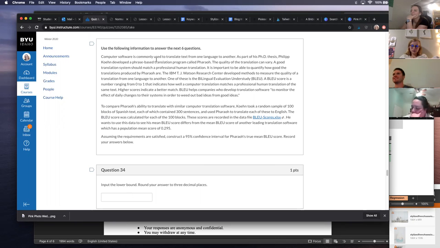Okay, to compare Farrow's ability to translate with similar computer translation software, Cohen took a random sample of 100 blocks of Spanish text, each of which contained 300 sentences, and used Farrow to translate each of these to English. The BLEU score was calculated for each of the 100 blocks. These scores are recorded in the data file. He wants to use the data to see if his mean BLEU score differs from the mean BLEU score of another leading translation software, which has a population mean of 0.295.